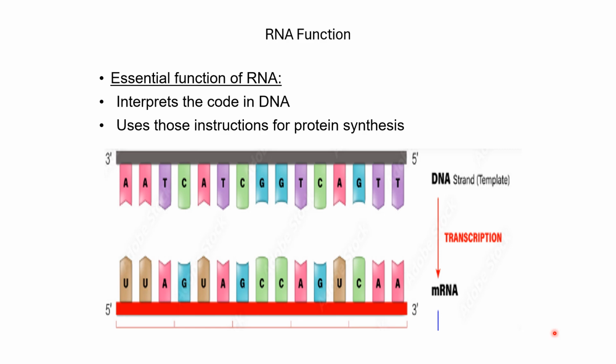So the RNA strand gets to work and then it starts producing protein. This will be an RNA strand, and this strand will start producing protein, and it works in the cytoplasm, whereas the DNA works in the nucleus.